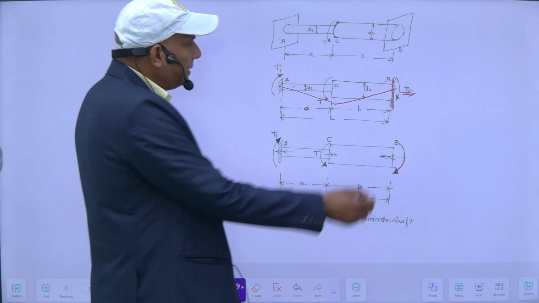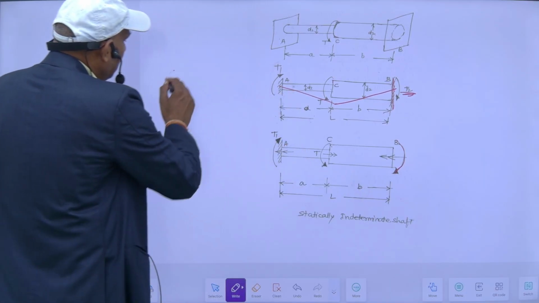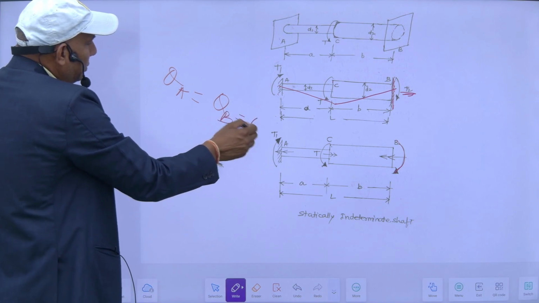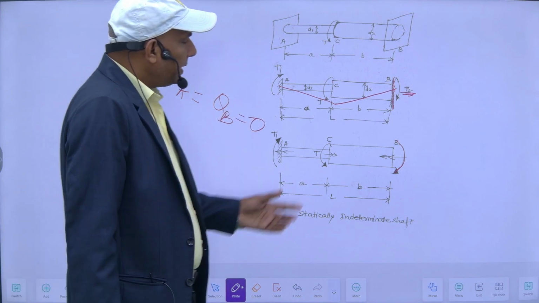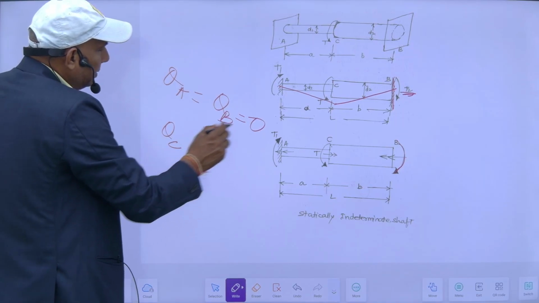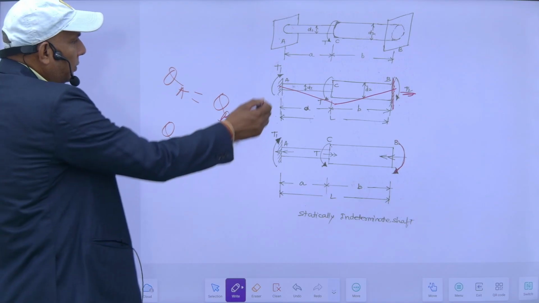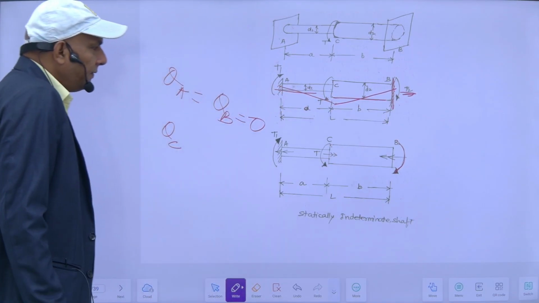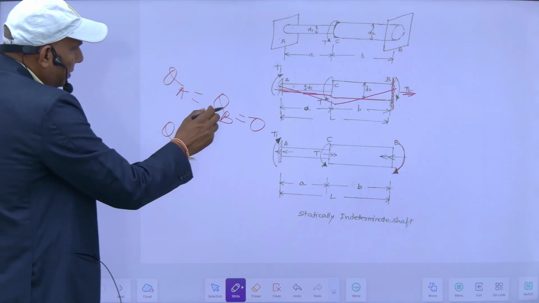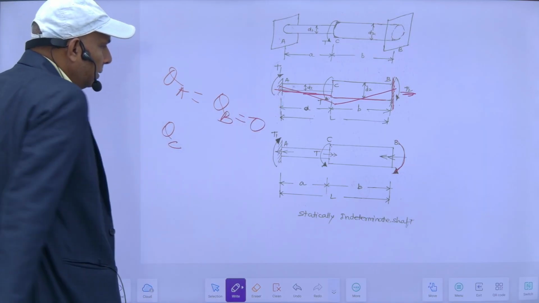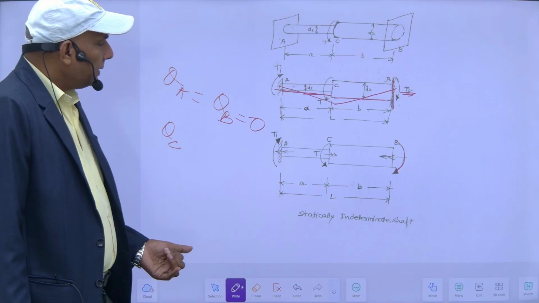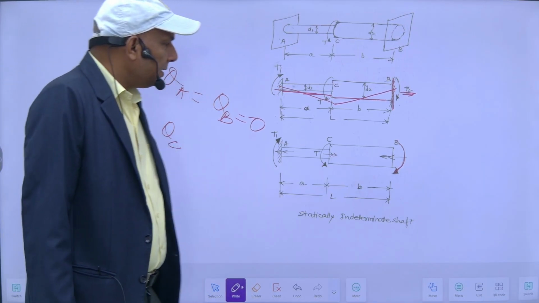Since both the ends are fixed, my theta A, the angle of twist at A, and the angle of twist at B, that is equal to 0. So this is my equation. It means my theta C at this point is the same for both this part and this part. If I want to know the angle of twist for this AC portion, suppose the torque here is, so before doing this, let's draw the free body diagram and properly represent the torques.